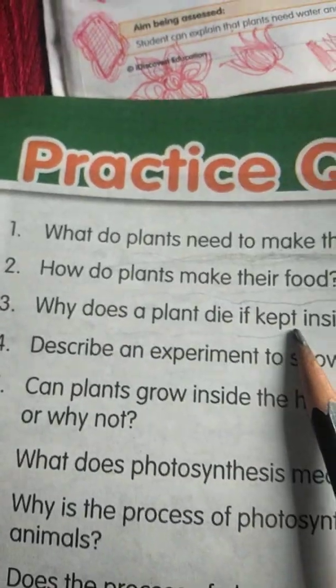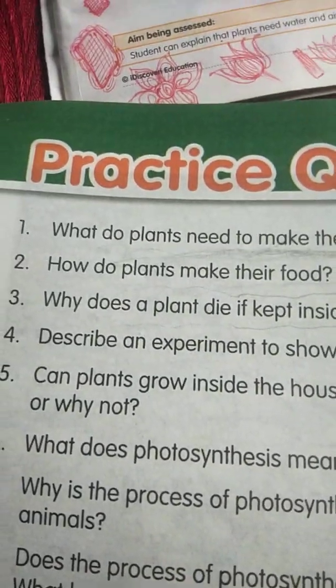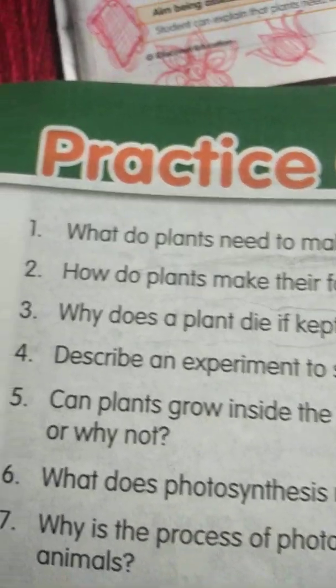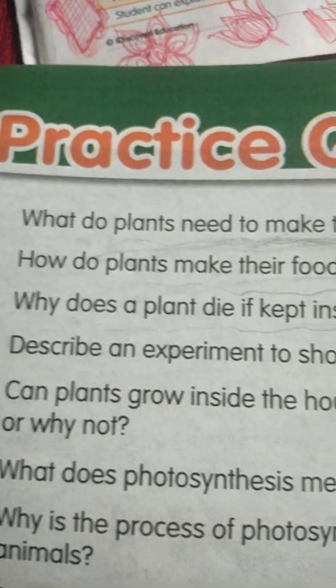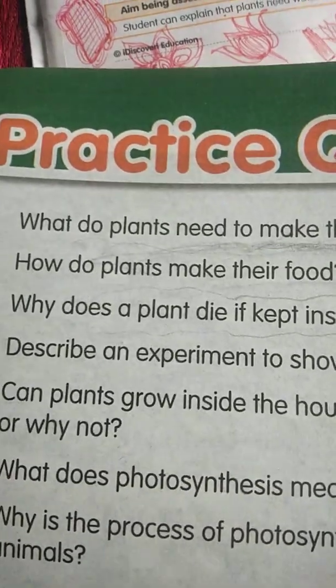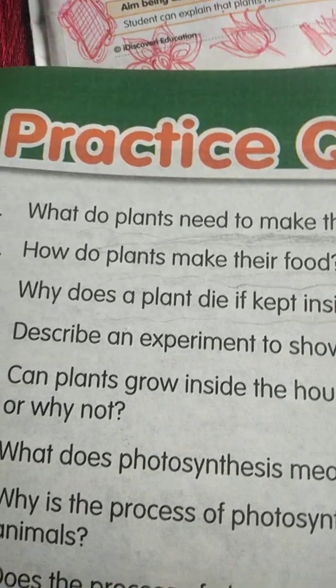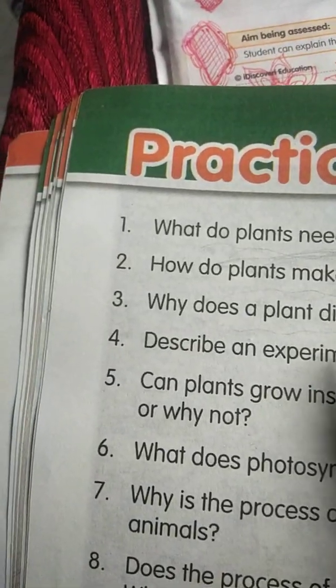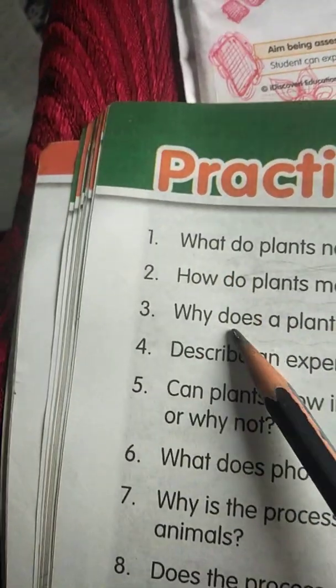Now next one. Here, question number 3. Why does a plant die if kept inside a closed box with no air? Already you did the experiment, isn't it? So why has it died? Because the plant does not have air to breathe. The plant does not have water. Okay, so all this you have to write. And the 1, 2, 3 questions you write very neatly in the classwork book.